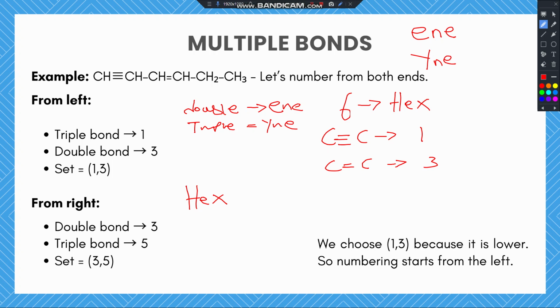Between the two of them, which one comes first in the alphabetical order? The double bond starts with letter E, triple bond starts with letter Y. So therefore, E will come first when we're writing the name. I'm sure you got that and you're not confused.